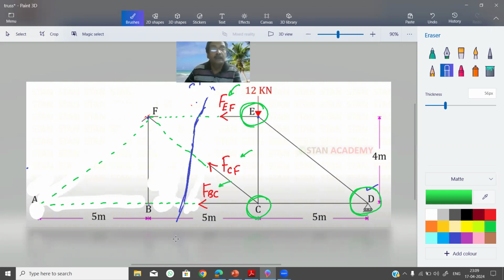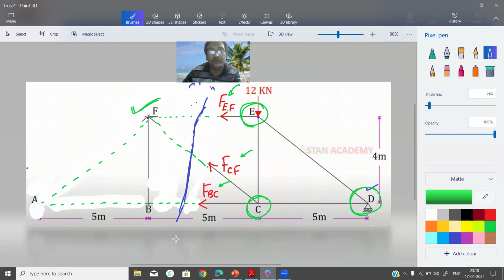Okay. So why do we need to select A or B or F? It is only for your convenience. Suppose I need to find FEF, FCF, and FBC, right? So it is better for me to take the moments from point F. Why is it so? I told you very clearly. You need to select the point such that many forces pass through it, so that you are left with only one unknown.